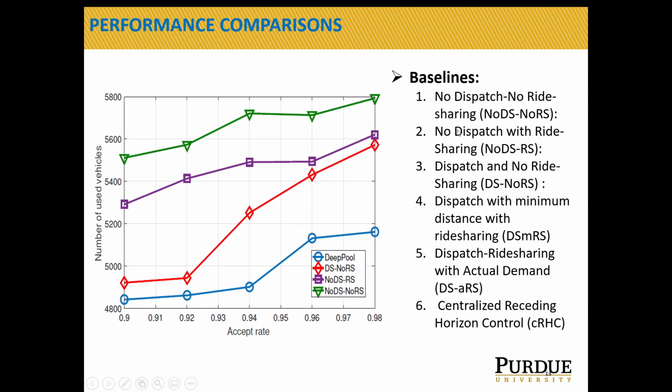Here are a few competitive baselines. We consider here no ride sharing, no dispatching, while the red color here is dispatching but no ride sharing. We also observe an interesting thing here, which is dispatching of vehicles doesn't reduce much the number of used cars, especially in the region where the acceptance rate is high. Hence, our policy can reduce traffic and fuel consumption as less resources are needed per unit time.